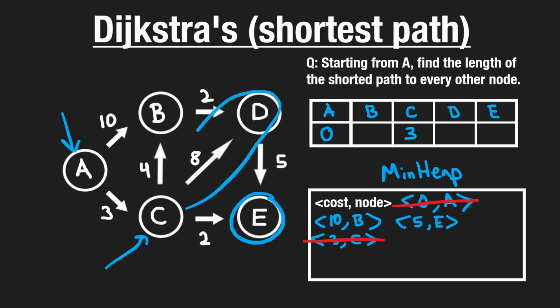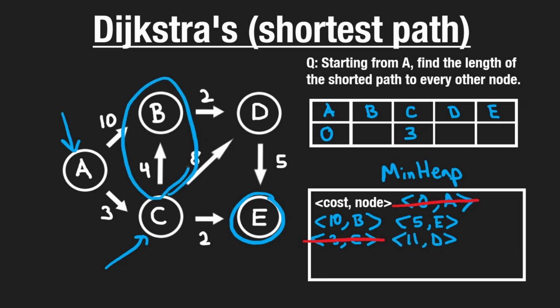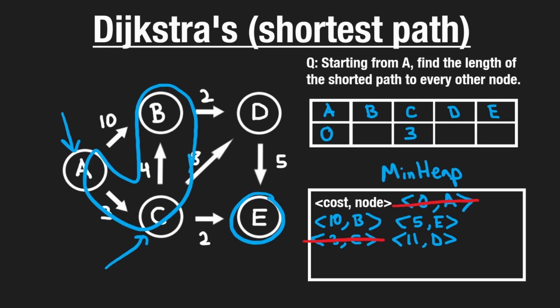Then for D, we're going to get 8 plus 3, that's 11 to reach D. And hold on now, we can also reach B. We definitely want to push that information, especially in this case, because this is going to be the shortest path to reach B. So we have 4 plus 3 is the cost to reach B from C. So we add that. 7 is the cost to reach B.